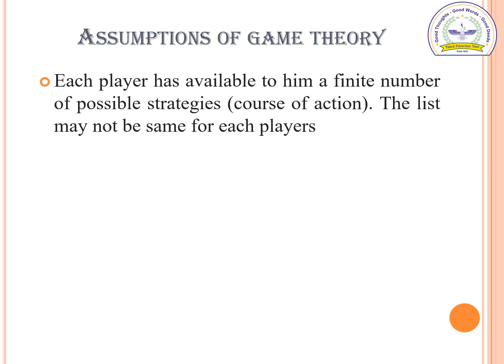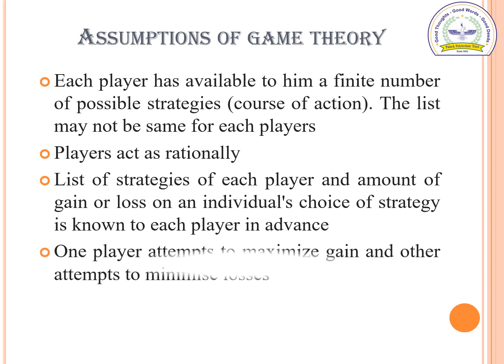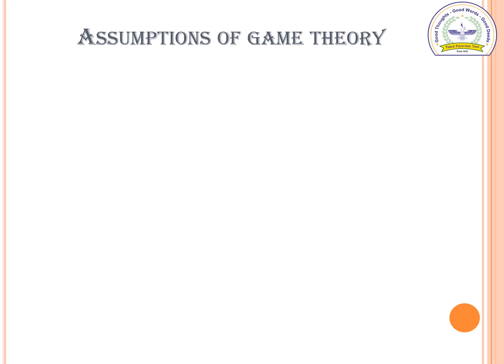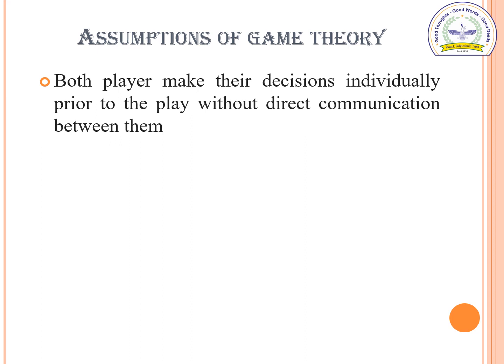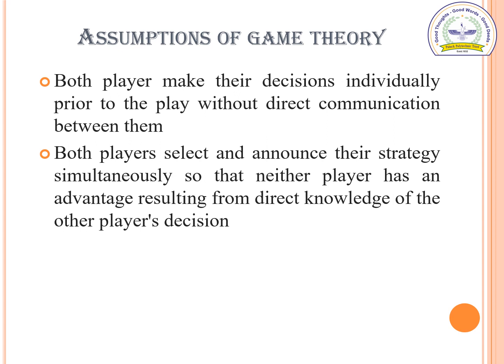Assumptions of game theory. Each player has available to him a finite number of possible strategies. The list may not be the same for each player. Players act rationally. The list of strategies of each player and the amount of gain or loss on an individual's choice of strategy is known to each player in advance. One player attempts to maximize gain and the other attempts to minimize the loss. Both players make their decisions individually prior to play without direct communication between them. Both players select and announce their strategy simultaneously so that neither player has an advantage resulting from direct knowledge of the other player's decision. The payoff matrix is fixed and determined in advance.